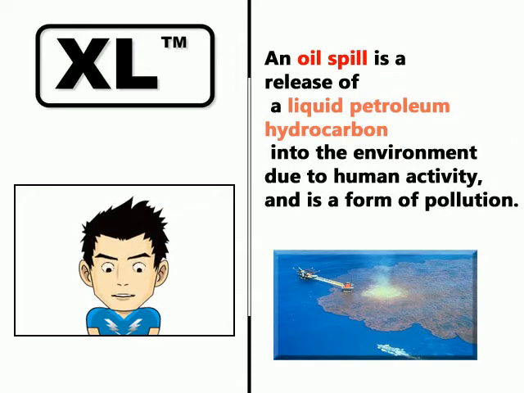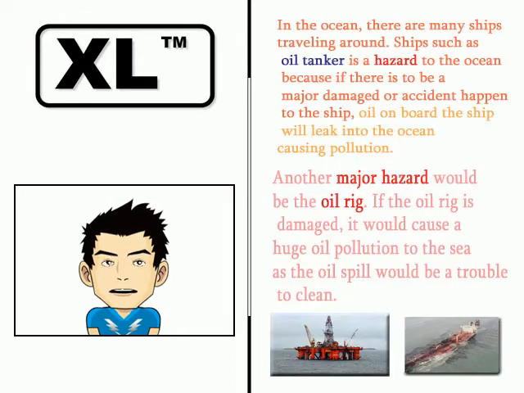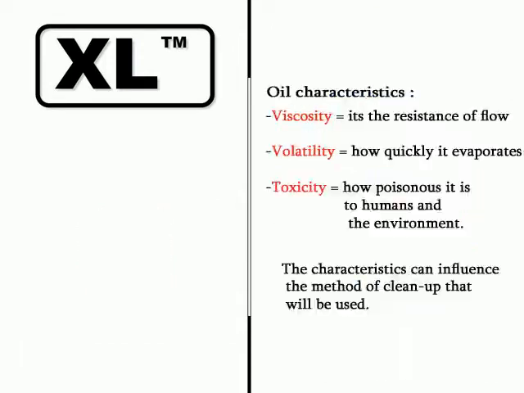An oil spill is a release of liquid petroleum hydrocarbon into the environment due to human activity, and is a form of pollution. The term often refers to marine oil spills, where oil is released into the ocean or coastal water. Oil spill includes release of crude oil from tankers and offshore platforms.